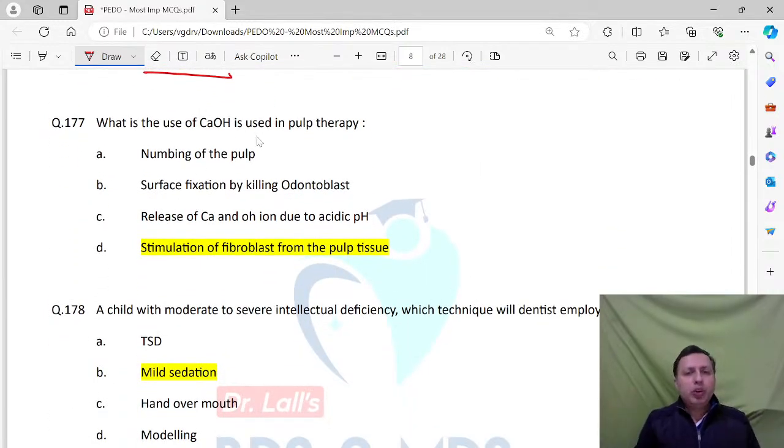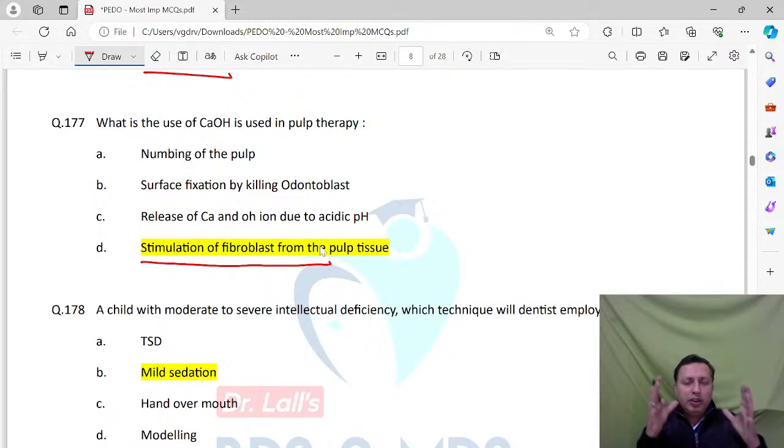Now, what is the use of calcium hydroxide in the case of pulp therapy? Does it cause numbing of the pulp? No. Does it cause surface fixation by killing the odontoblasts? No. Does it cause the release of calcium hydroxide ions due to acidic pH? No. Does it cause stimulation of fibroblasts from the pulp tissue? Yes. Basically, pulp is a mesenchymal tissue, so pulp has fibroblast cells.